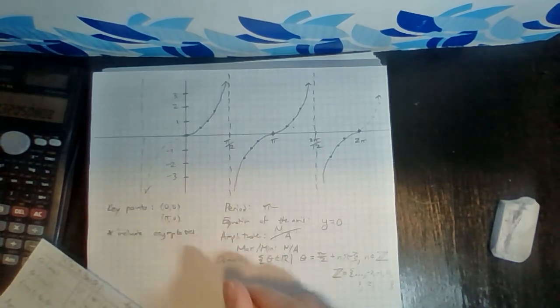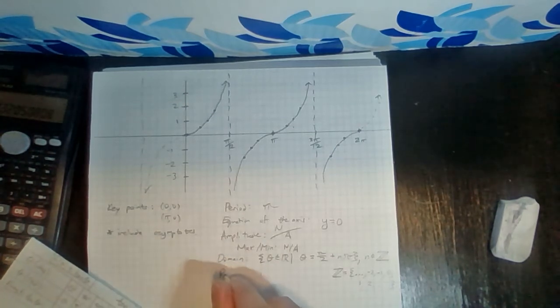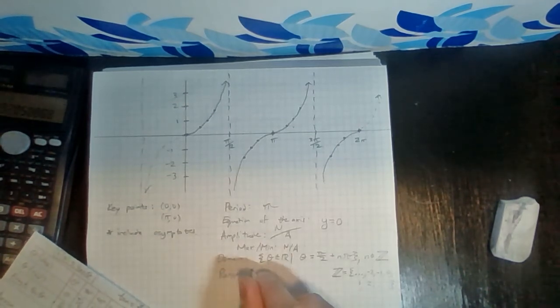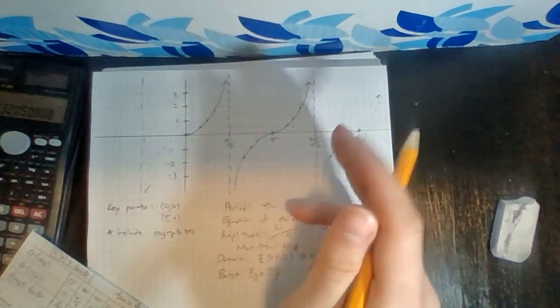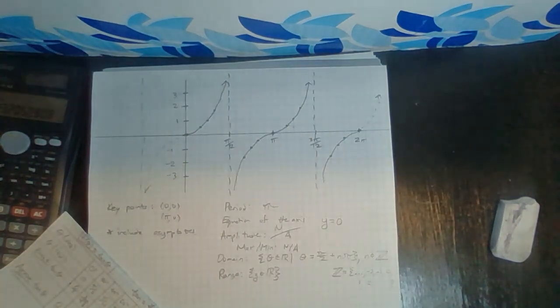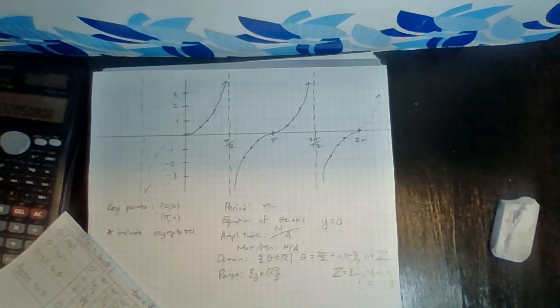Now range, this time our range is an element of all real numbers. We can go as high as we want, we can go as low as we want. There's no restrictions, no holes, no asymptotes, nothing. We cover all values in the y-axis. So that's the end of this lesson. Just a quick overview of your sine and tan graphs.